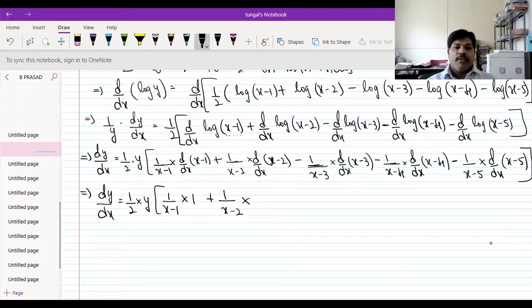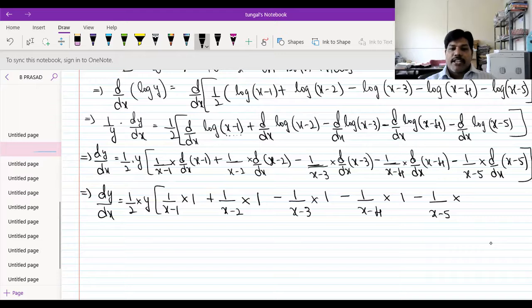So this value will also become 1 minus 1 by x minus 3 into the derivative of x minus 3 is 1, minus 1 by x minus 4 into the derivative of x minus 4 is 1, minus 1 by x minus 5 into the derivative of x minus 5 is 1. So what is the final answer, students?